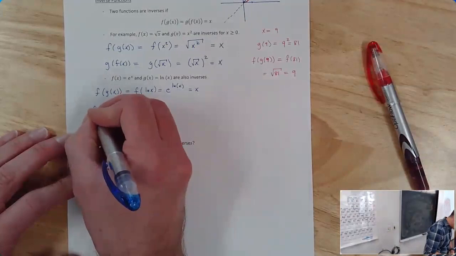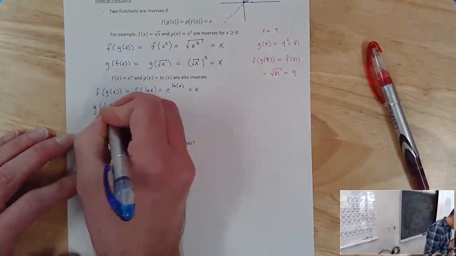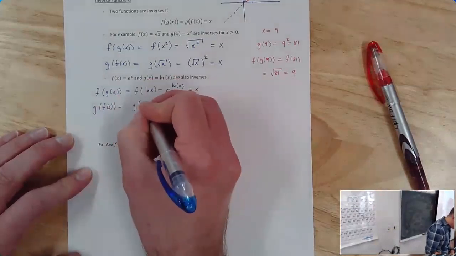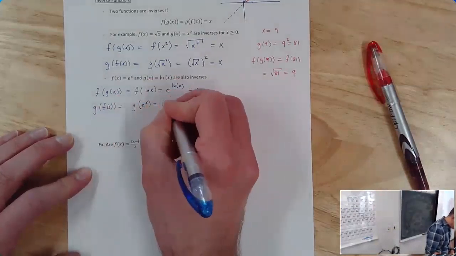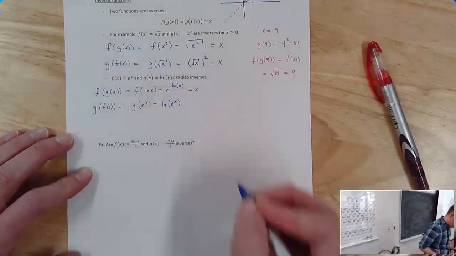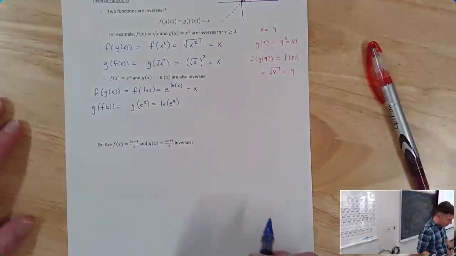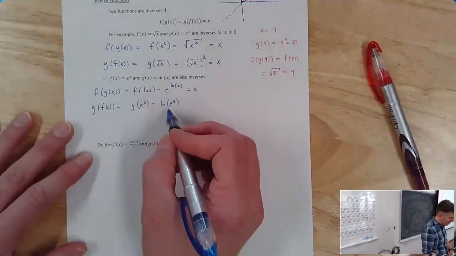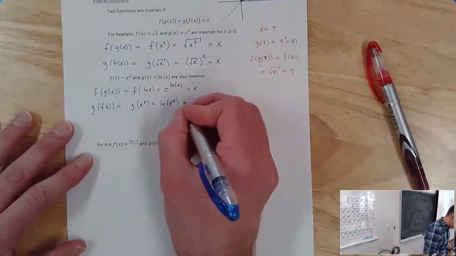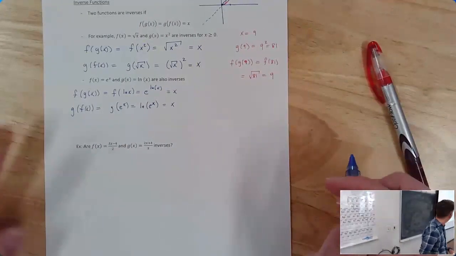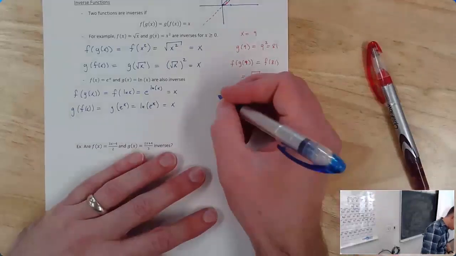The other direction is a little nicer, I think. g of f of x is g of e to the x, which is the natural log of e to the x. And you could bring the x down if you wanted to. You don't have to, though. You could just say, I've got e to the what equals e to the x. Oh, it's got to be x. Definitely inverse functions. And they definitely have the symmetry across the line y equals x.